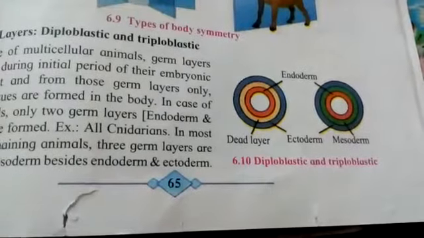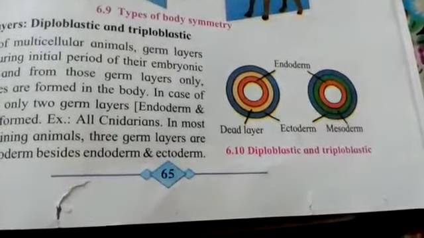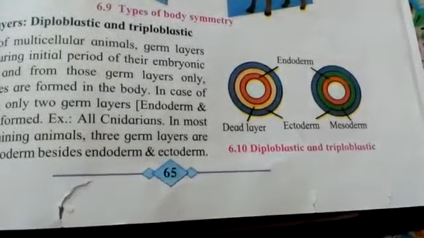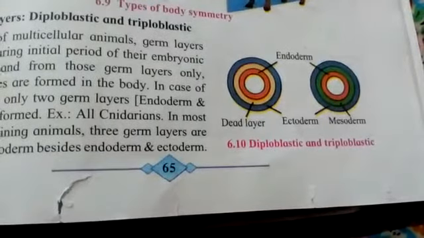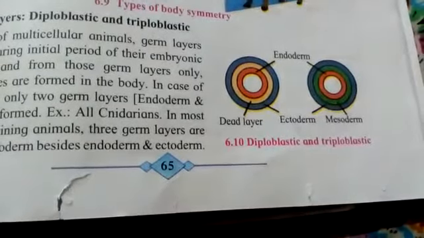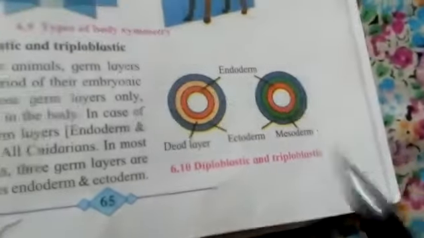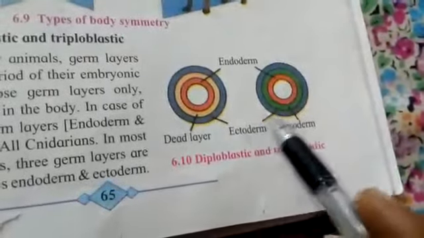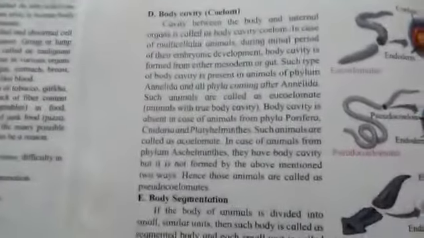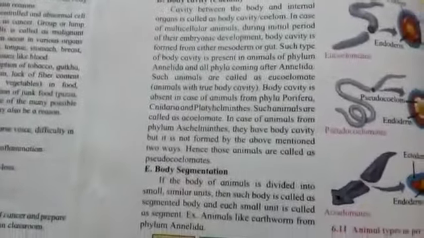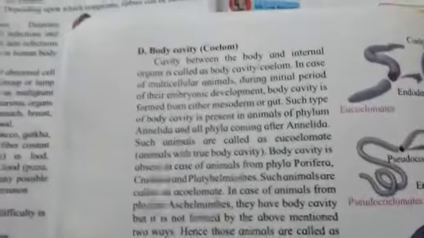See students, the germ layers are categorized as diploblastic and triploblastic. In a diploblastic there is going to be endoderm and ectoderm and a dead layer, and mesoderm will not be present. But in triploblastic all the three germ layers will be present, like ectoderm, mesoderm and endoderm, and depending upon that the organisms are classified as eucoelomate with true cavity, pseudocoelomate with false cavity, and acoelomate without any body cavity. So let's see one by one.